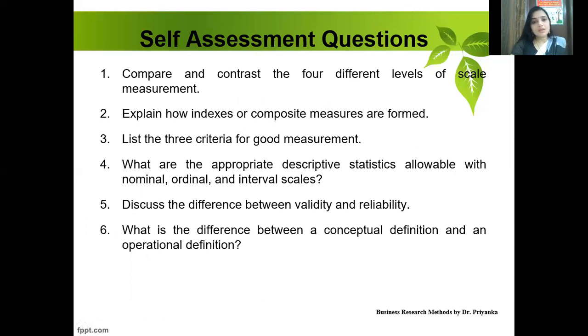Number 1, compare and contrast the 4 different levels of scale measurement. What are the 4 different levels of scale measurement? Number 1, it's nominal scale, then ordinal, then interval scale, and then ratio scale. Nominal scale basically represents the most elementary level of measurement.